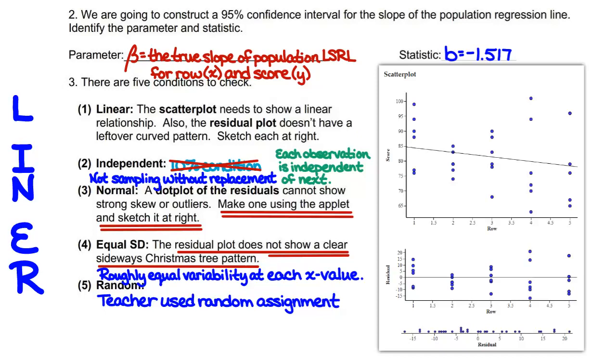Why did we say yesterday that it was random assignment and not random selection? What kind of thing did we say it was yesterday? Was it an observation or experiment? It was an experiment so that we could show causation, but we still checked our randomness box because we had random assignment. That's also why we got away with not having to check our 10%, because again, we weren't sampling. We were doing random assignment.